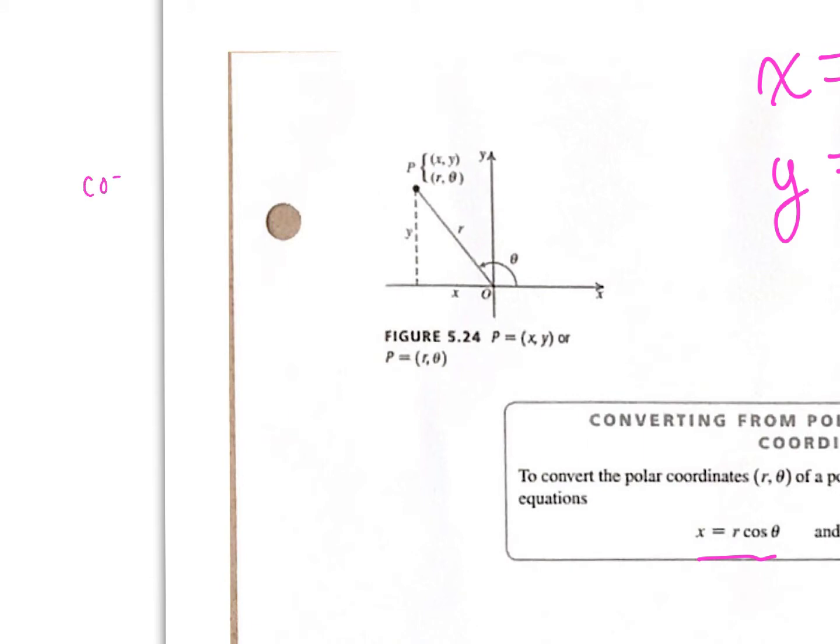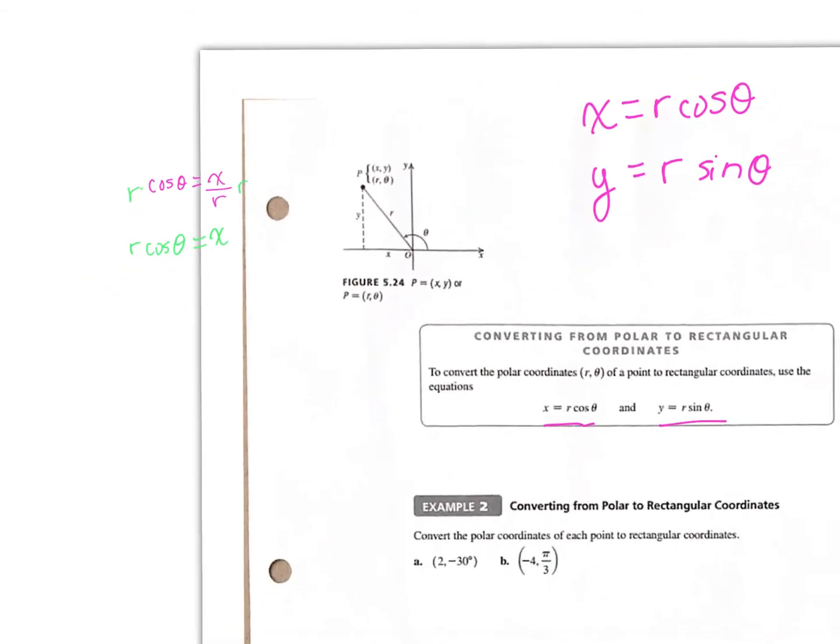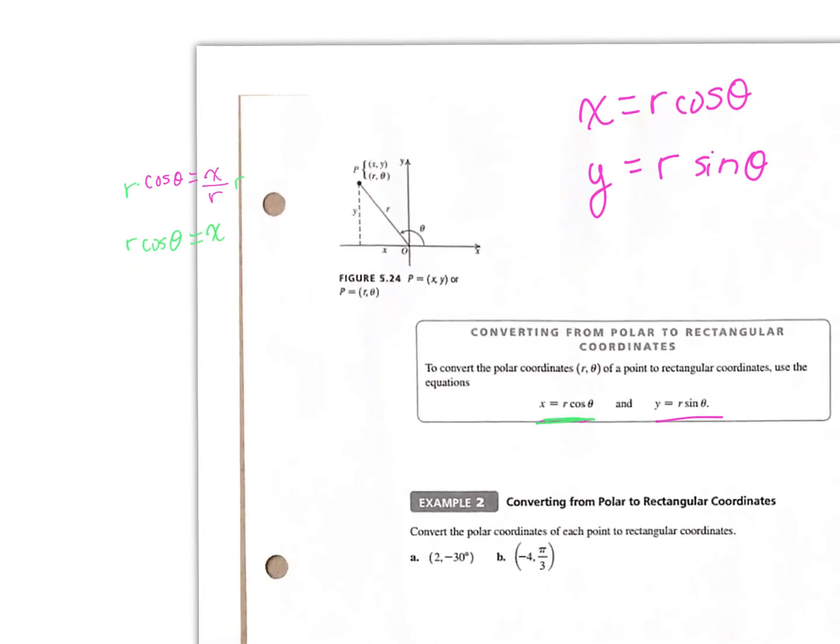We know that the cosine of theta is equal to x over r, right? So if we try to solve this for x and figure out what x is equal to, we're going to have to multiply by r on both sides. And so we get that x is equal to r times the cosine of theta. So that's where this formula is coming from.